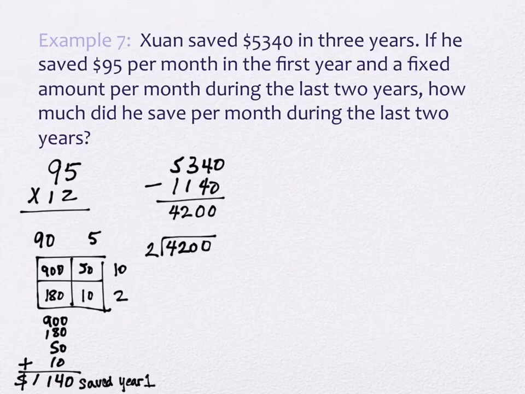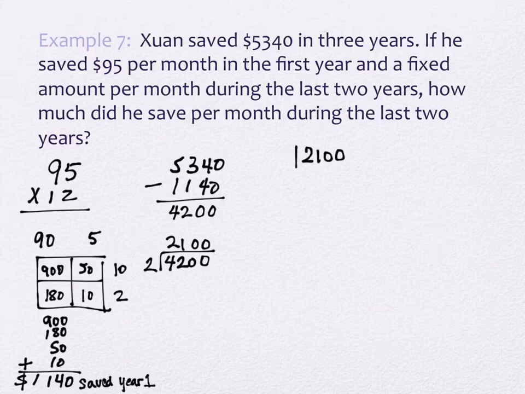So if I divide by 2, what do I get? Yeah, 2100. And then I can do 2100 divided by 12. So let's just use our standard algorithm with this one this time.